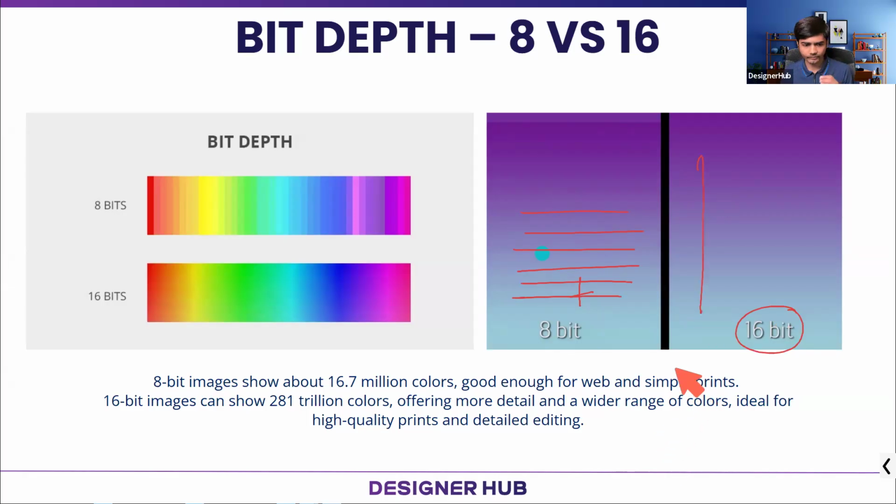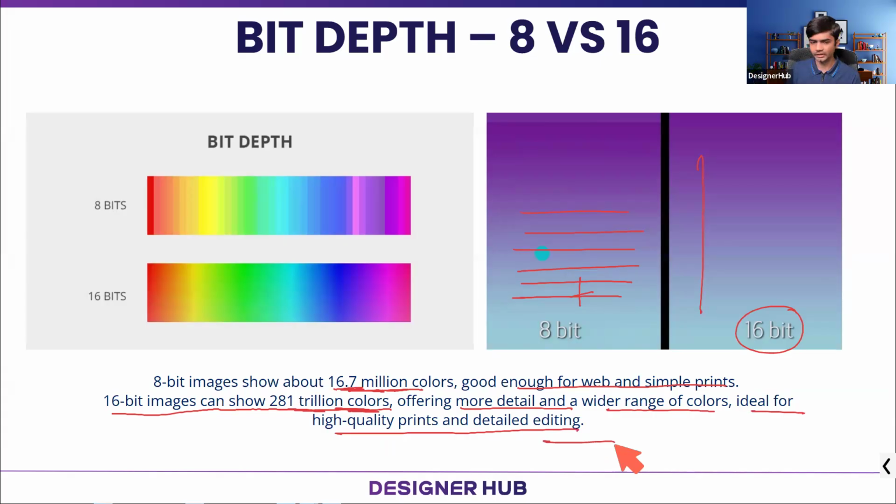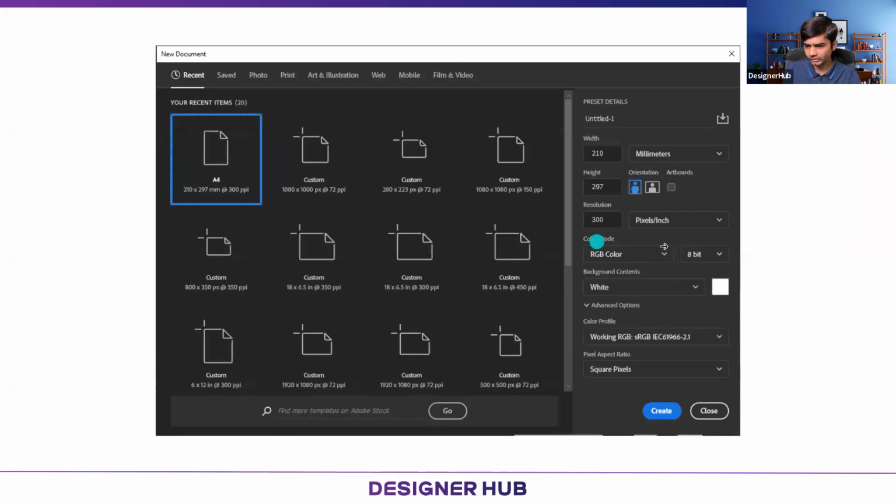Okay, clear? So an 8-bit image shows about 16.7 million colors, good enough for web and simple prints. 16-bit images can show up to 281 trillion colors, offering more detail and a wider range of colors, ideal for high quality prints and detailed editing. Clear, everybody? So now you understood the bit also. So you understood the color mode, you understood the bit, you understood the resolution.